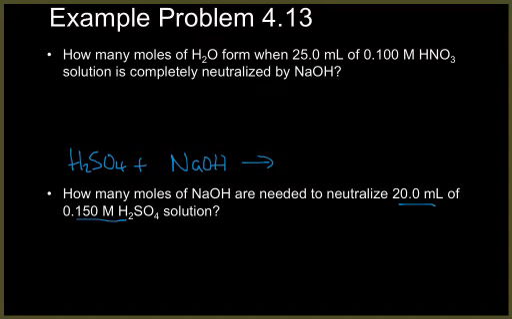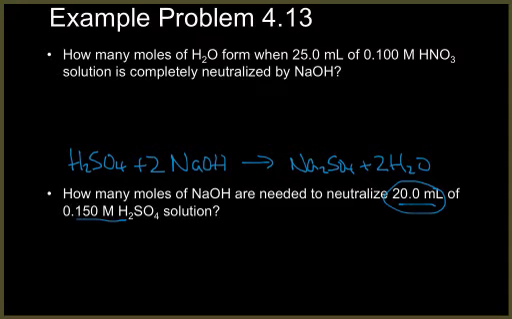And again, this is an acid-base reaction, which is similar to a double replacement. I'm going to get Na2SO4 plus H2O. This one I do need to balance, so I'm going to balance it that way. And then, just like before, I'm going to start with my volume. So I have 20 milliliters of H2SO4.